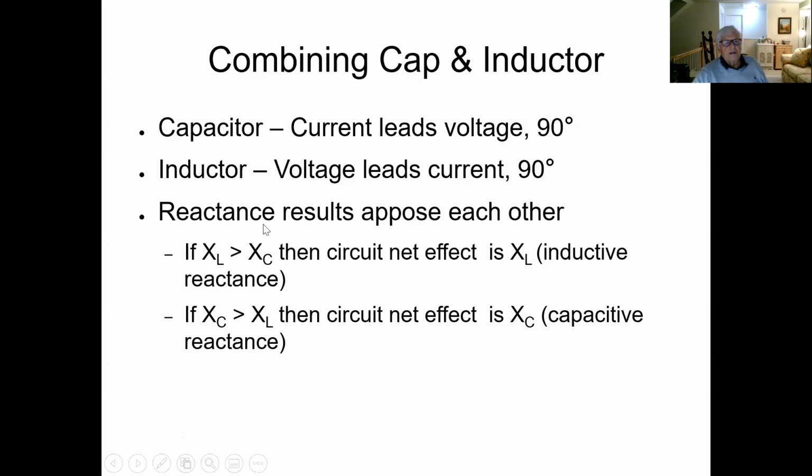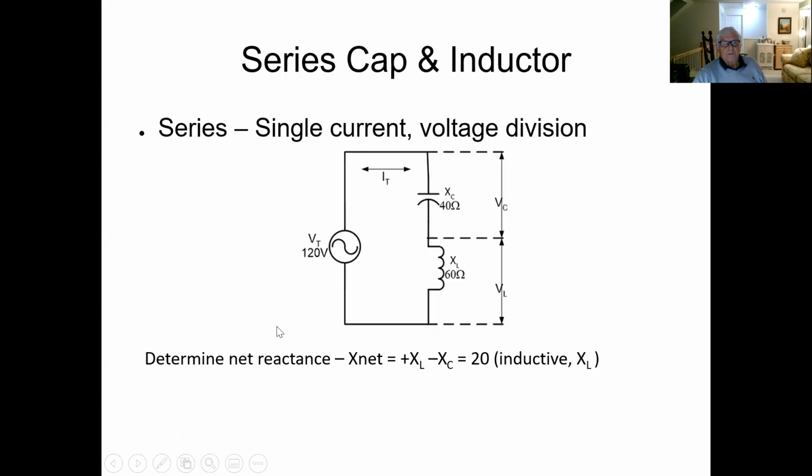So if XL is greater than XC, then the circuit's net effect is going to be XL. It's going to be inductive, whereas the opposite is true if XC is greater than XL. Okay, so here we go.